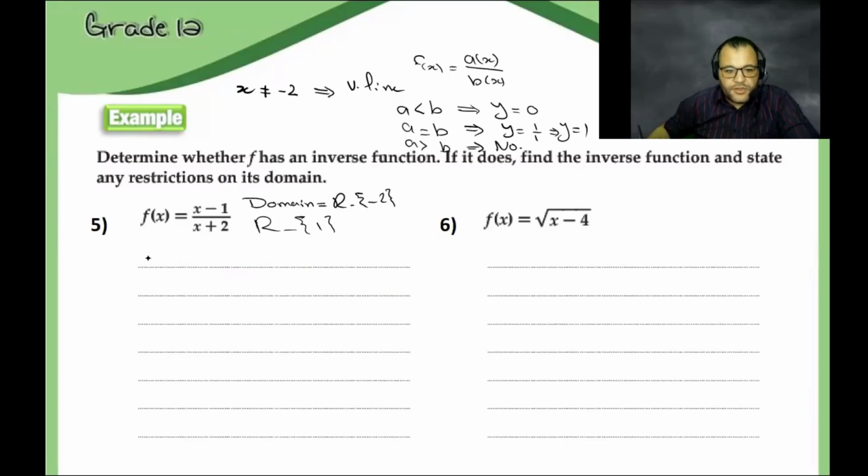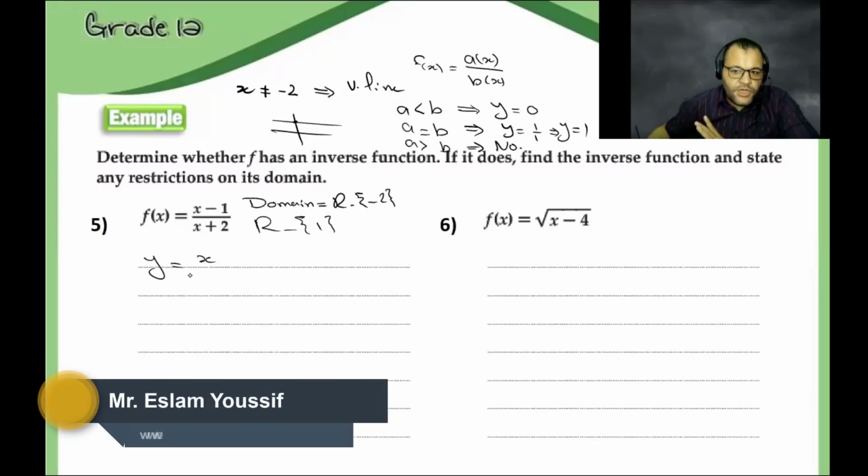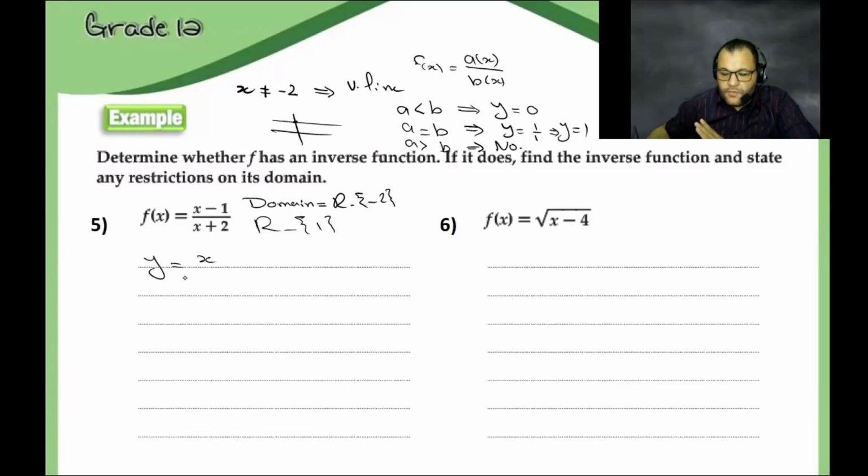How do we find the inverse? Replace f of x with y, so it will be y equals. How do you find the range? From the line of asymptote, the horizontal line. Clear or not clear? Because this part is important.